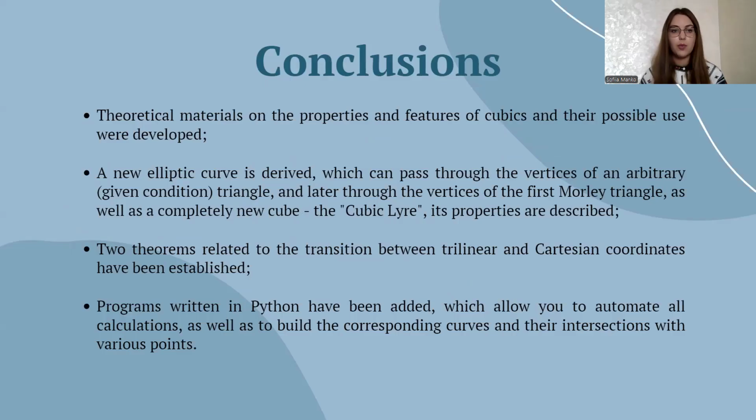And as a conclusion, I want to say that theoretical matters on the properties and features of cubics and their possible use were developed. Also, a new elliptic curve is derived, which can pass through the vertices of an arbitrary triangle and later through the vertices of the first Morley triangle, as well as a completely new cubic, the cubic Lyre. Its properties are described. Two theorems related to the transition between trilinear and Cartesian coordinates have been established. Programs written in Python have been added, which allow you to automate all calculations as well as to build the corresponding curves and their intersections with various points.